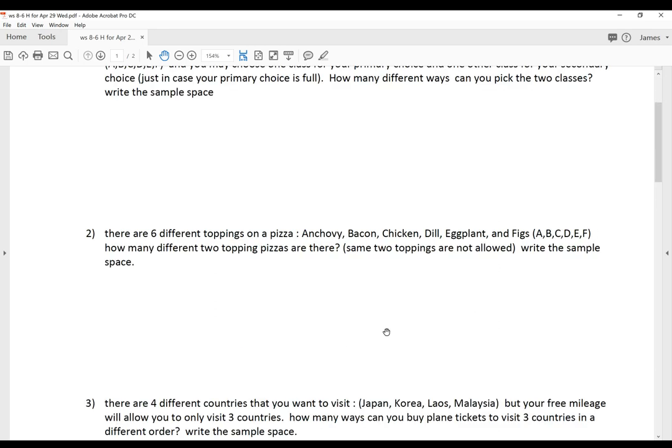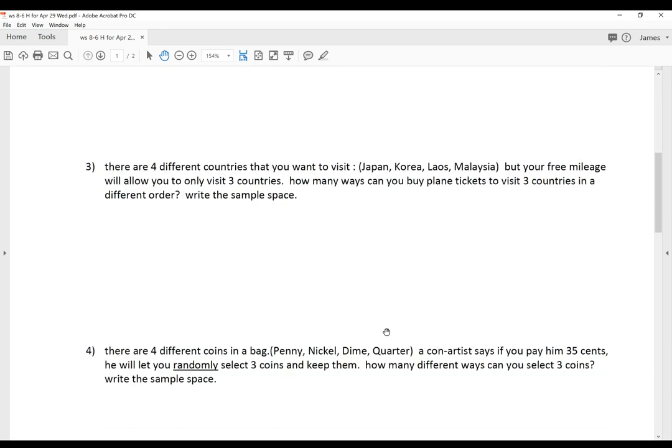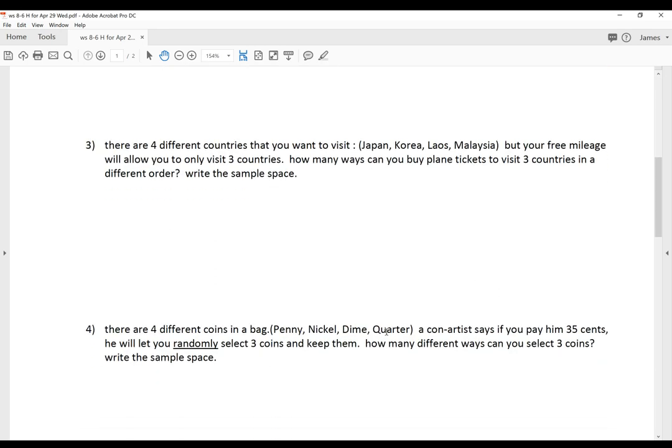So let's go to number three, which is quite long. You have four different countries that you want to visit. Let's just go with the initials J, K, L, M. But you can only visit three countries. Now, how many different ways can you buy plane tickets? So let's start with the how many different ways.